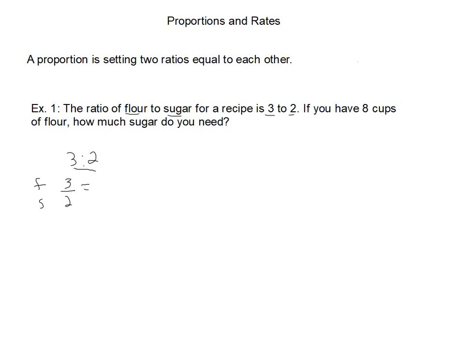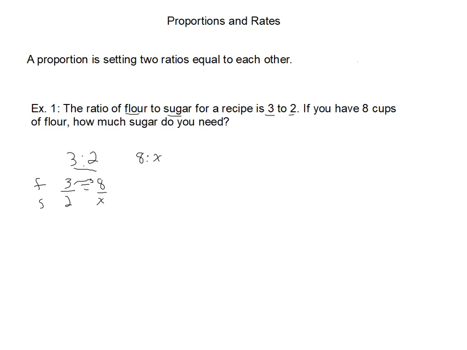Here was our first ratio. Our second ratio is this right here: 8 cups of flour to how many cups of sugar. Again, we're going to write that as a fraction. Now we're trying to figure out the value that's missing. In order to do that, we want to figure out what we have to multiply 3 by to get 8, because these two fractions have to be equivalent.